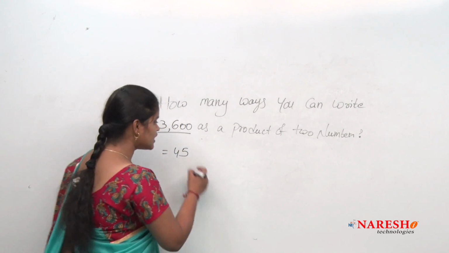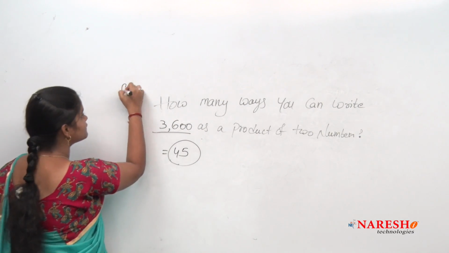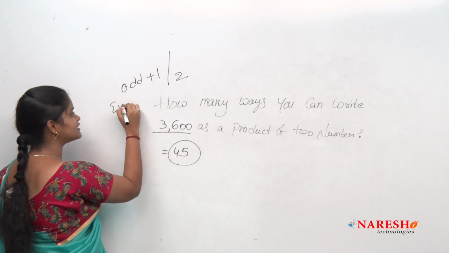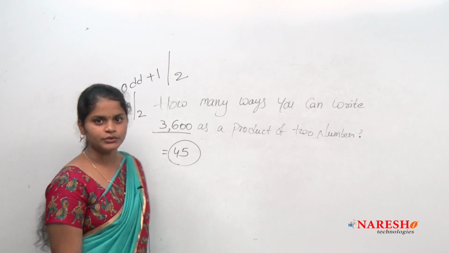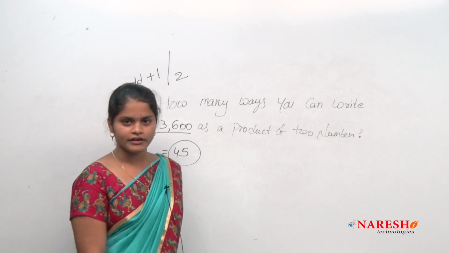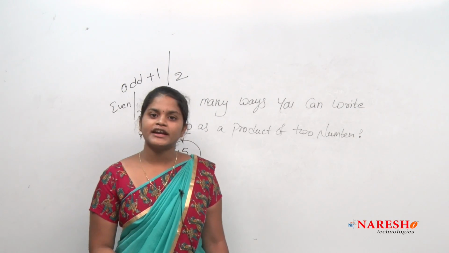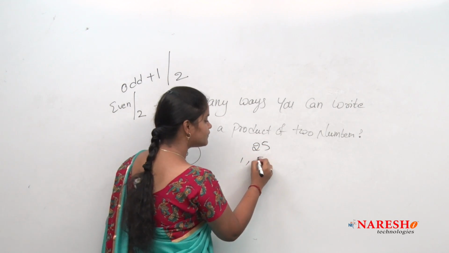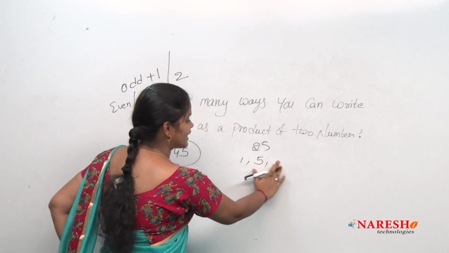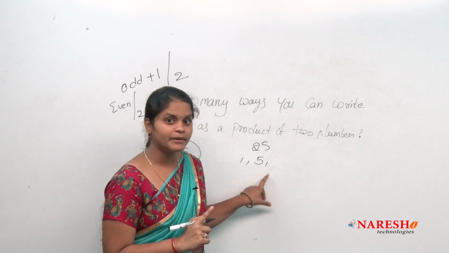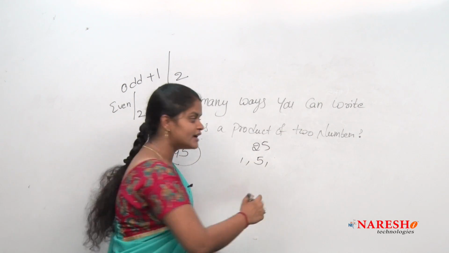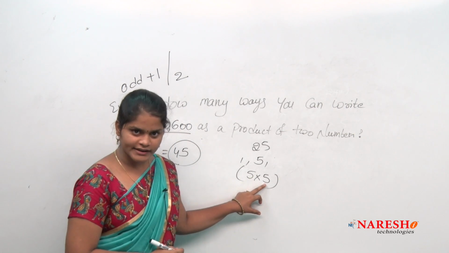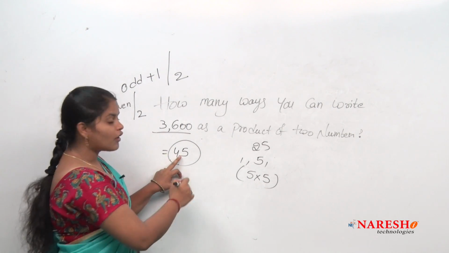When the factor is an odd number, add 1. When the factor is odd, you should add 1 to this and divide it by 2. If the factor is even, directly you can divide it by 2. Let me explain why we are getting an odd number. Example, if I want to write factors for 25. 1 is a factor, 5 is a factor. When I am writing the factors, I am writing only 1, 5. But when I am writing as a product of two numbers, I should write it as 5 into 5. So now an extra 5 is coming for us. This is why we are getting odd number of factors.